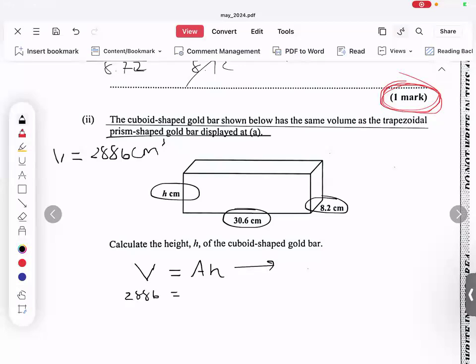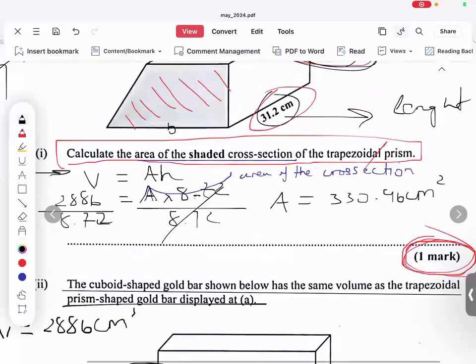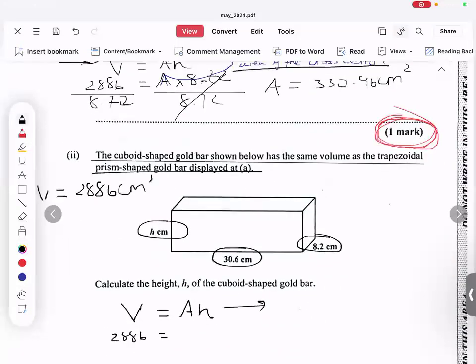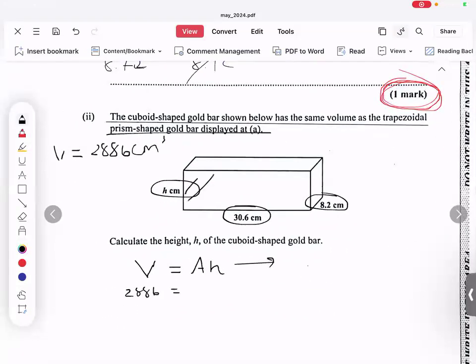And A, we just mentioned up here, stands for the area of the cross-section. This cross-section clearly is a cuboid. If the prism is a cuboid, that means it has a rectangular cross-section, which means the area of a rectangle is length times width. So the volume is equal to length times width times height, because length times width will represent the A, and height is H.